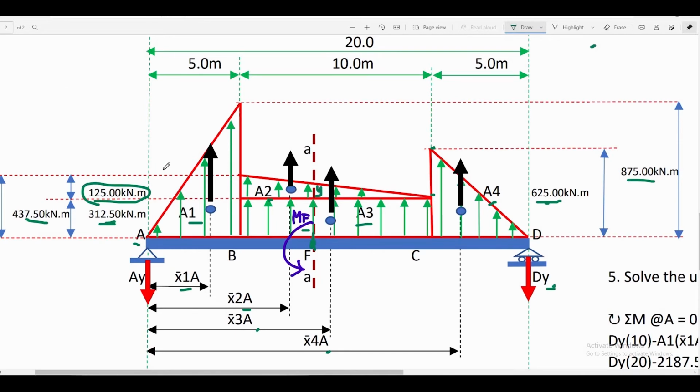We will now solve for the properties of the M over EI diagram in order to solve for the unknown support reaction at point D, that is Dy.